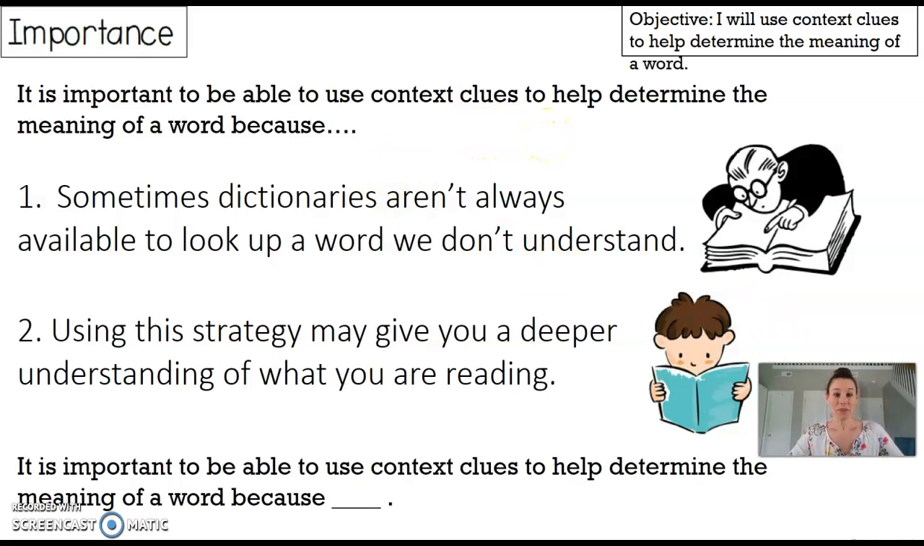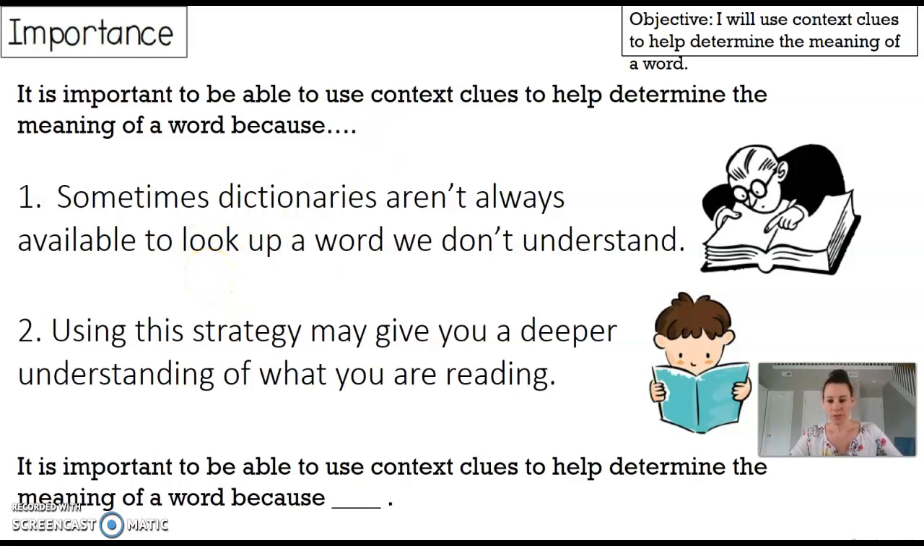It's important to be able to use context clues to help determine the meaning of a word because sometimes dictionaries aren't always available to look up a word we don't understand. Sometimes we don't have a parent or a teacher around to ask, so we need to be able to figure those words out by ourselves. And number two, using this strategy may give you a deeper understanding of what you're reading.